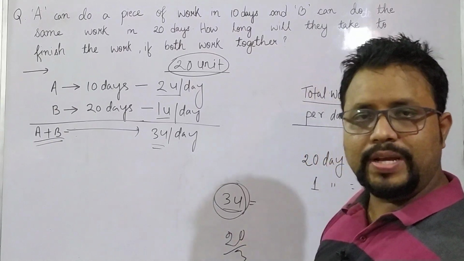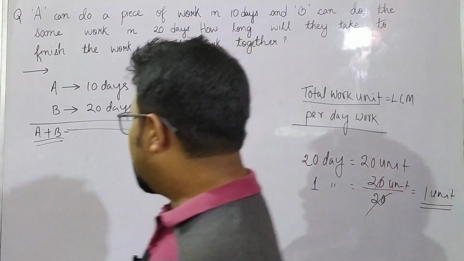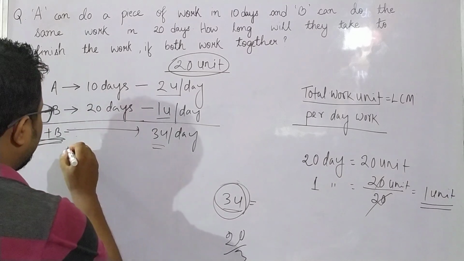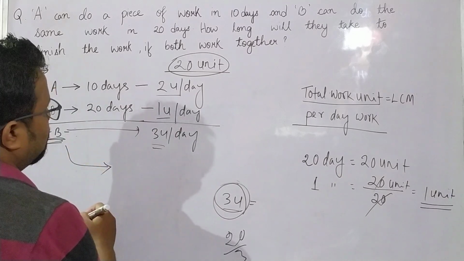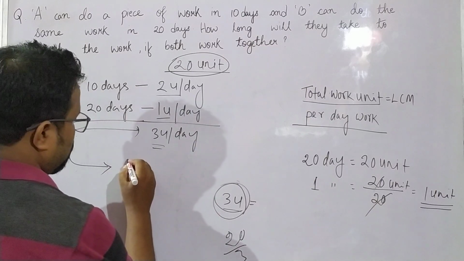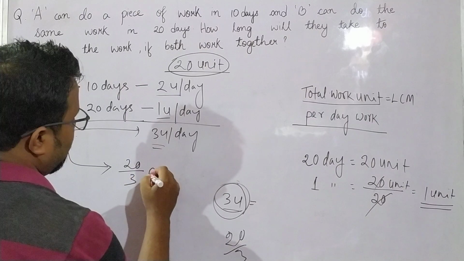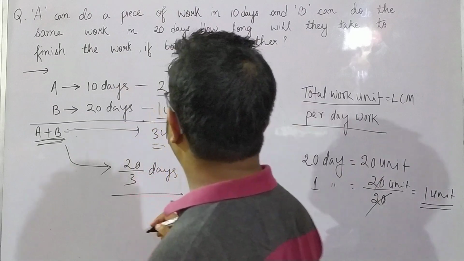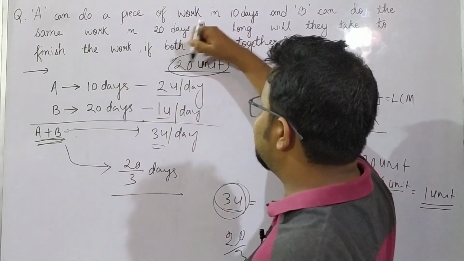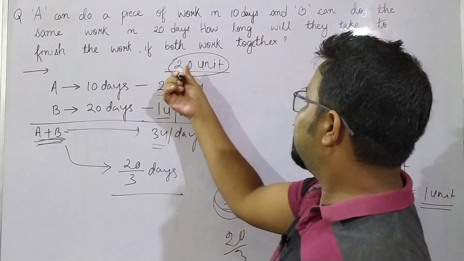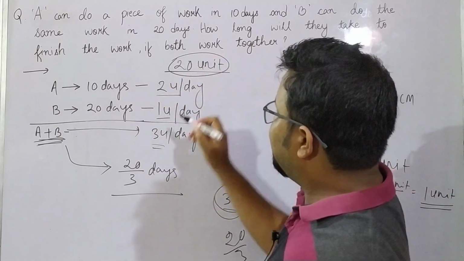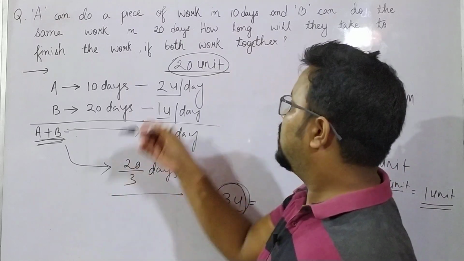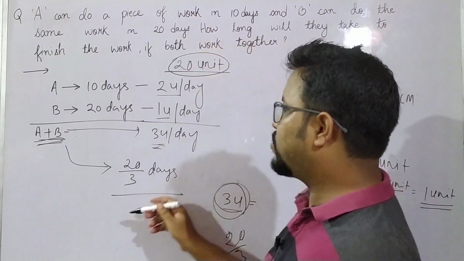20/3. So if A and B start working together, how much time will it take? 20/3 days, because 20 units is the total unit. They do 3 units in a day, so how many days are needed to complete 20 units? 20/3. 20 divided by 3, then you will get what?